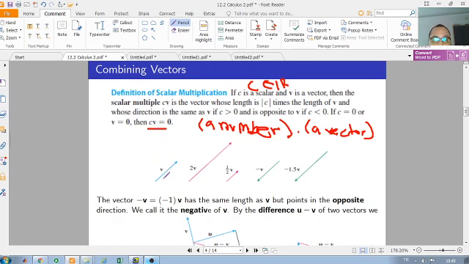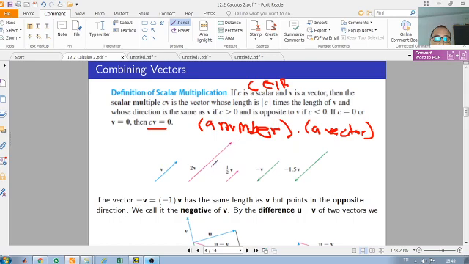For example, we have a vector v here graphically. 2 times v will be in the same direction since the number 2 is positive, and its length will be equal to 2 times the length of the vector v.